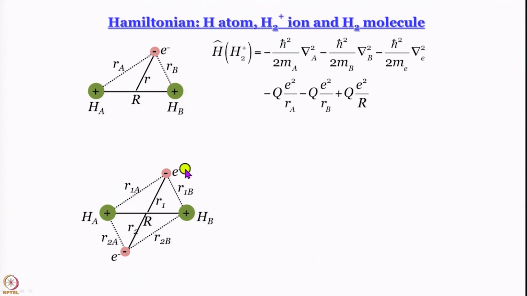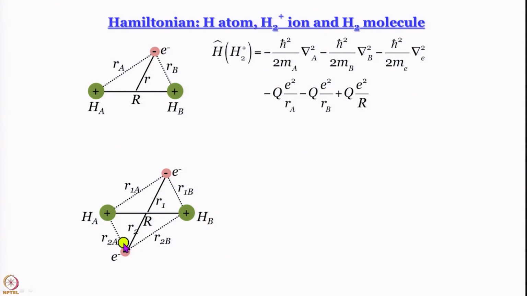So, this separation between the first electron and nucleus A, we will write it as R1A, separation between first electron and nucleus B will be R1B, between second electron and nucleus A will be R2A, and that between the second electron and nucleus B will be R2B, and accordingly we will get how many more terms?